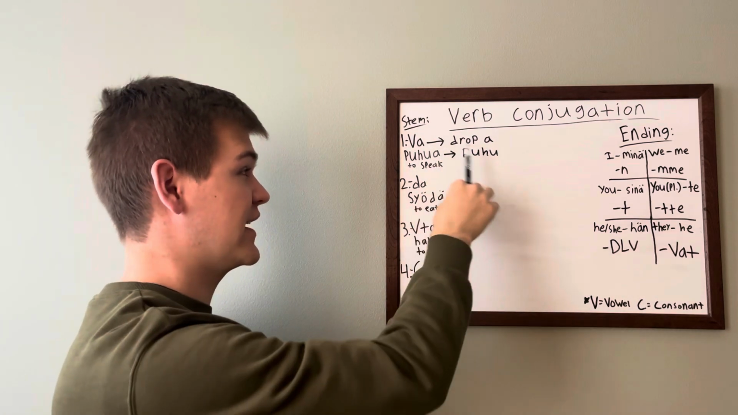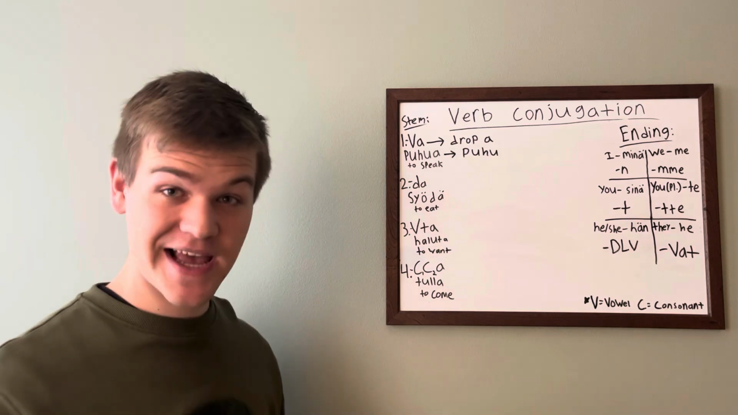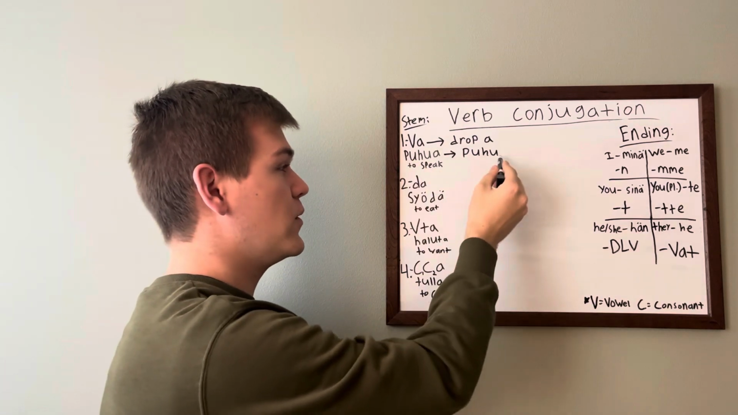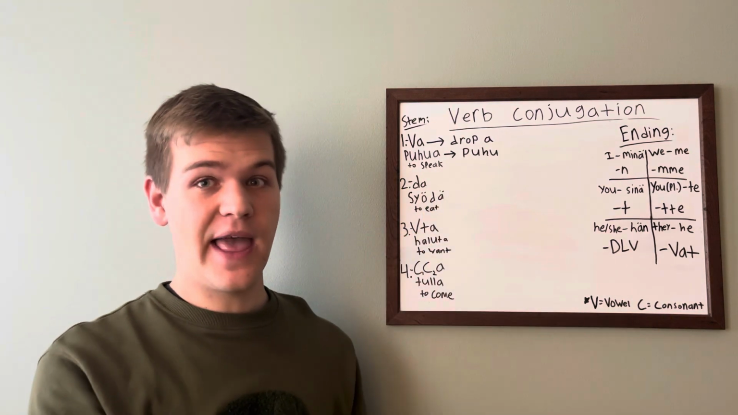That's kind of the purpose of finding these stems: when we have these normal versions of the word, we can't add any endings. So when we want to add an ending, we have to go puhun, not puhuan. So that's for any ones that end in vowel A.